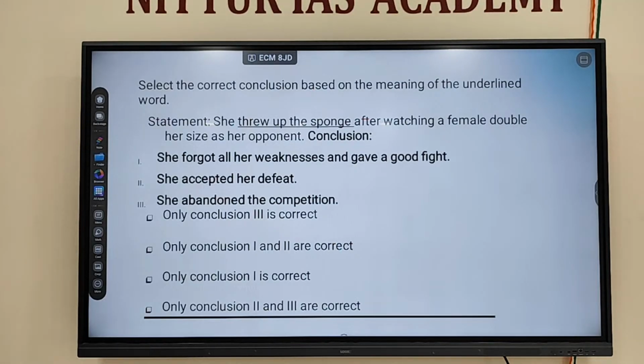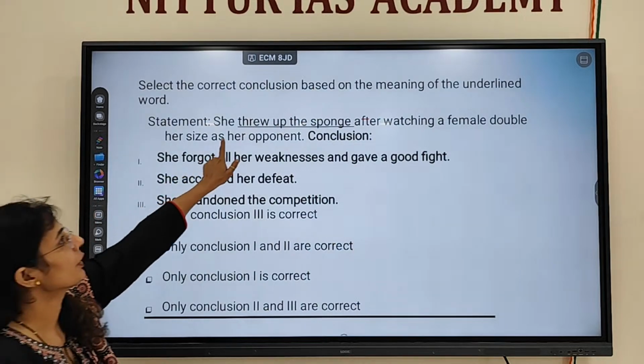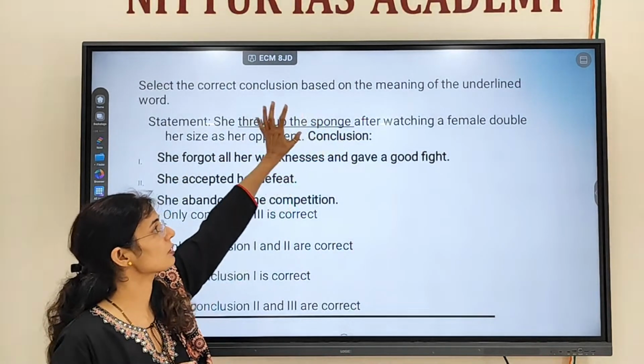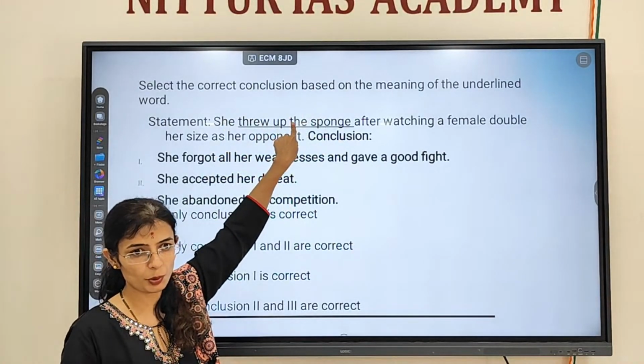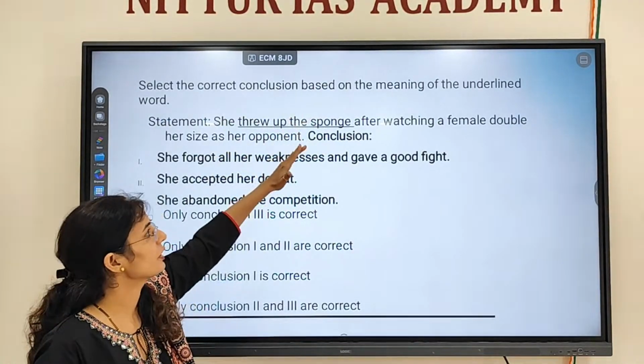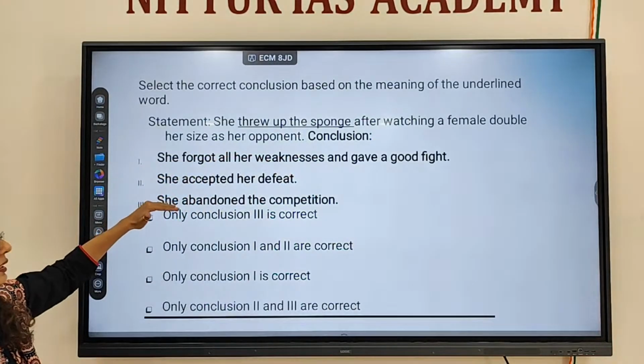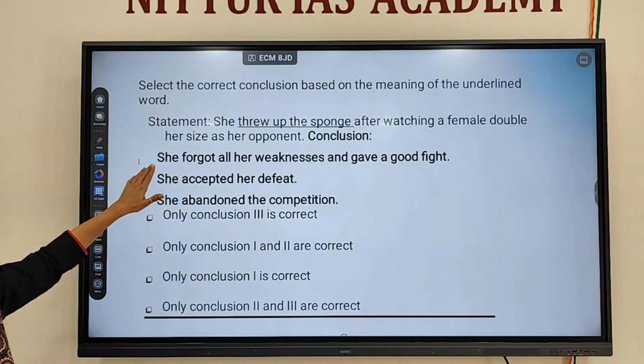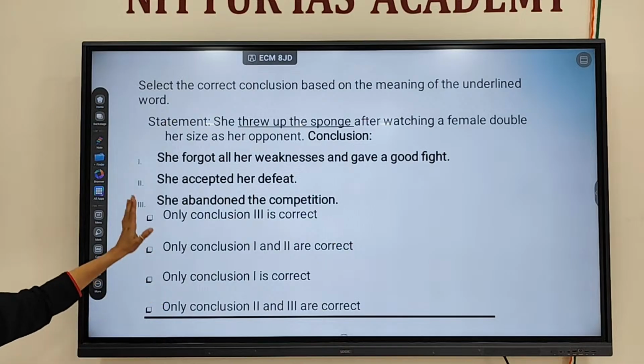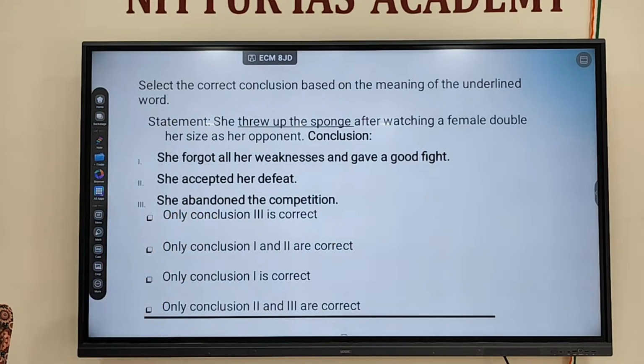So here I'm just going to explain the type of questions. We will have one phrase with an underlined word, threw up the sponge. This sentence, threw up the sponge, is an idiom or a phrase. We need to see in which sentence it is used correctly. Here: she forgot all her weakness and gave a good fight; she accepted her defeat; she abandoned the competition.